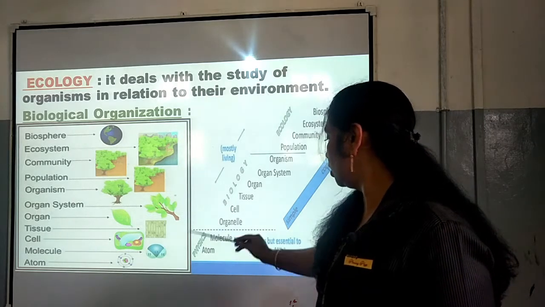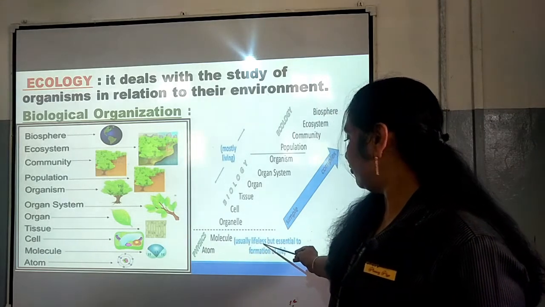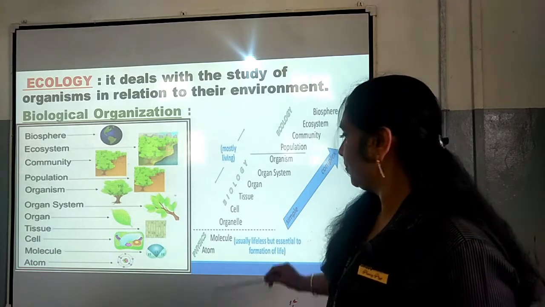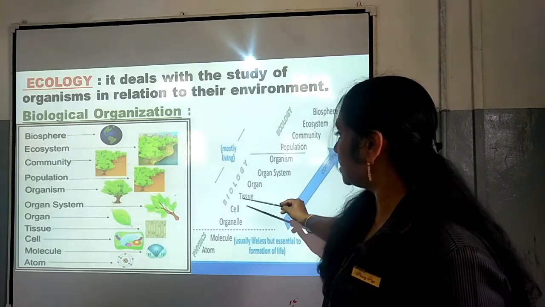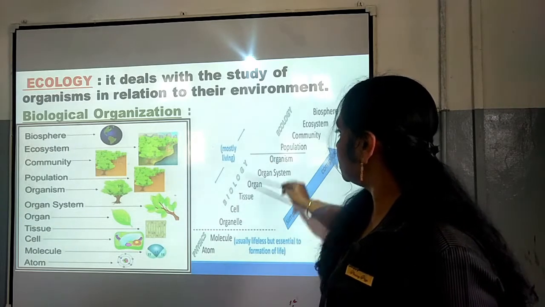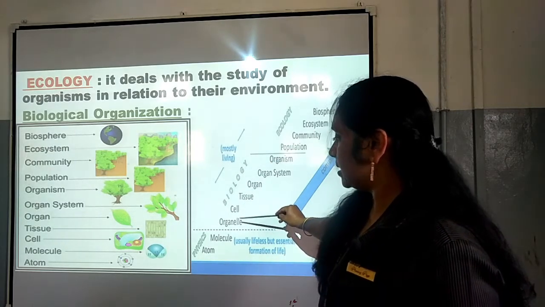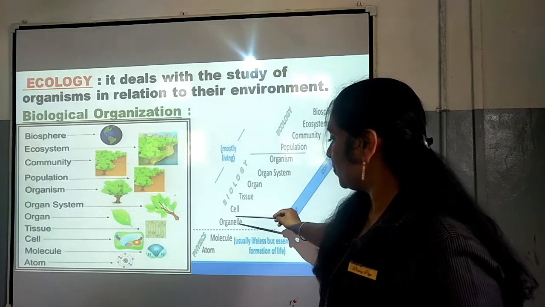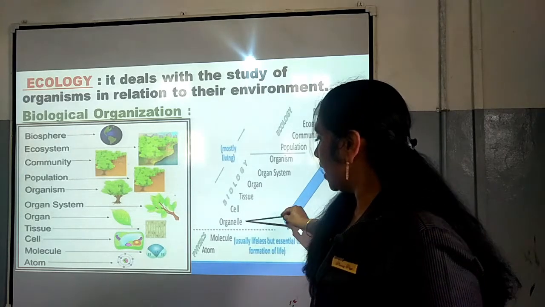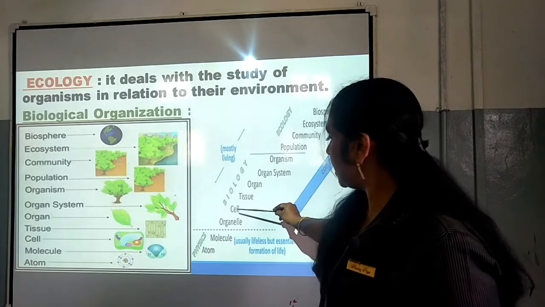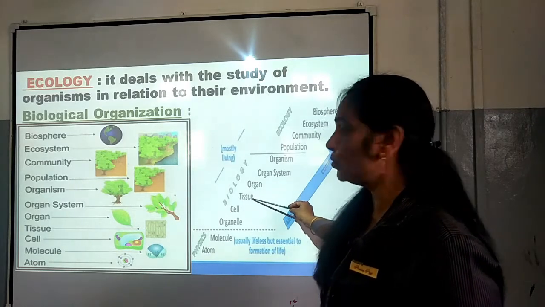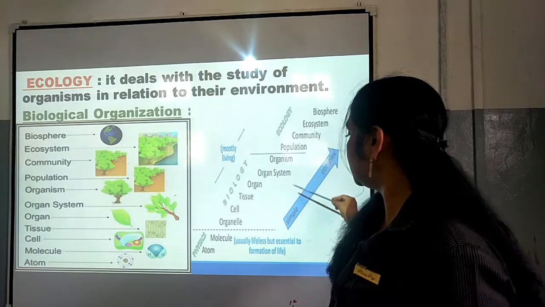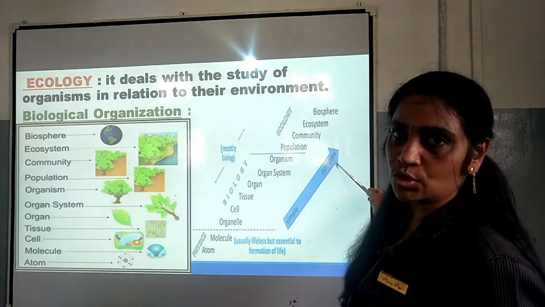Atom, molecule, as usually lifeless but essential to the formation of life. And to the next level you can see mostly living. It is biology, organelles, cell, tissue, organ. That shows that organelles combine together to form cells, cells combine to form tissue, tissue will be forming organ, then to organ system, organism, that is simple to complex it is moving.